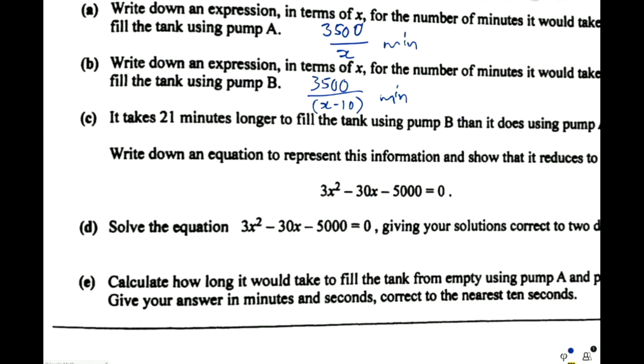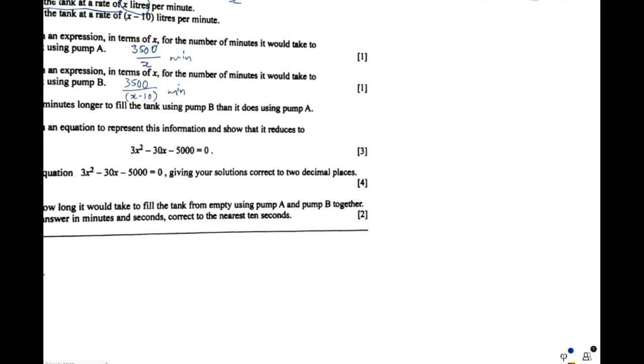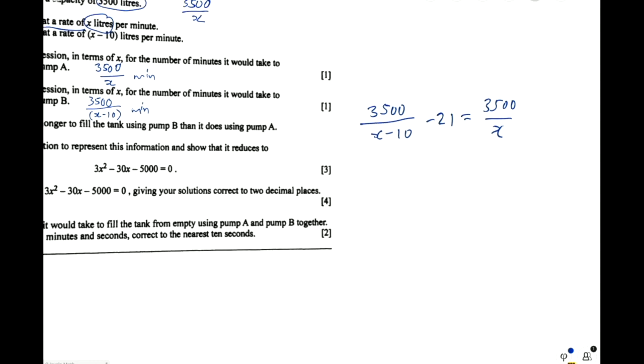I'm going to find some space because I need to do some work here. So 3500 over x minus 10, because pump B is going to take more time. If I take away 21, it will be equal to 3500 divided by x. This is the equation.